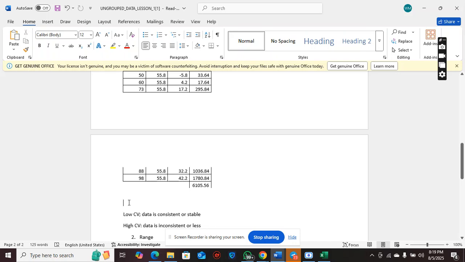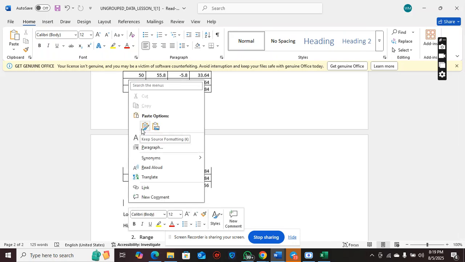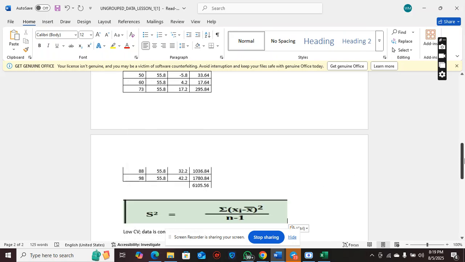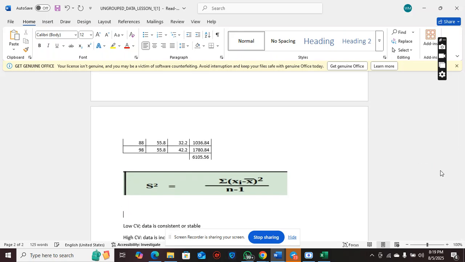The good thing with statistics, these formulae are usually given to you in your exam, so you don't really need to master them. So here, in this numerator, sigma means you just add up all the deviations which we squared. So this value we got, 6,105.56, is in our numerator.